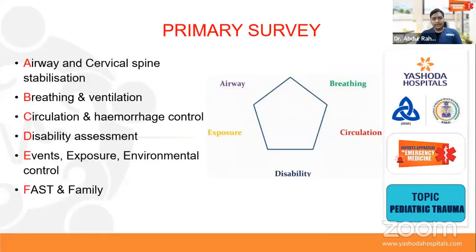So coming to the primary survey, as we already know, for any trauma patient, whether an adult or a pediatric trauma patient, we have a systematic approach. ATLS has designed a very systematic approach. Why is the systematic approach important? Because any life-threatening or lethal injuries should not be missed. If we approach with a systematic assessment, then it is less likely that we will miss life-threatening injuries. So in the primary survey, first we approach with the airway and cervical spine immobilization, breathing and ventilation, circulation and hemorrhage control, disability assessment, exposure and environmental control, FAST and family. We'll be discussing them one by one in an elaborate, detailed manner.